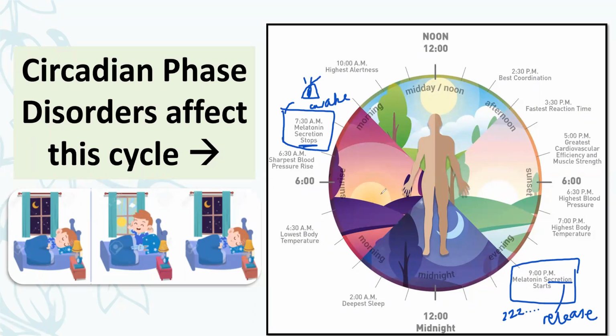All 3 disorders that we're looking at today in terms of circadian phase disorders are examples of people who do not have normal sleep-wake cycles, okay? There's a mismatch between the cycle that they have versus the cycle that they should be having as a normal person, okay?